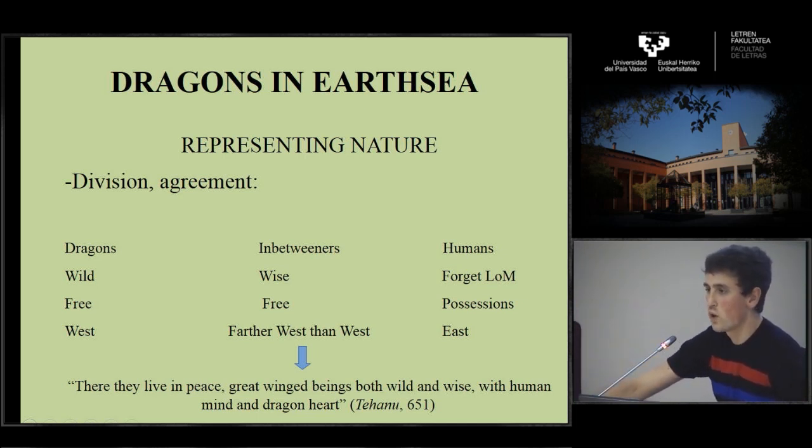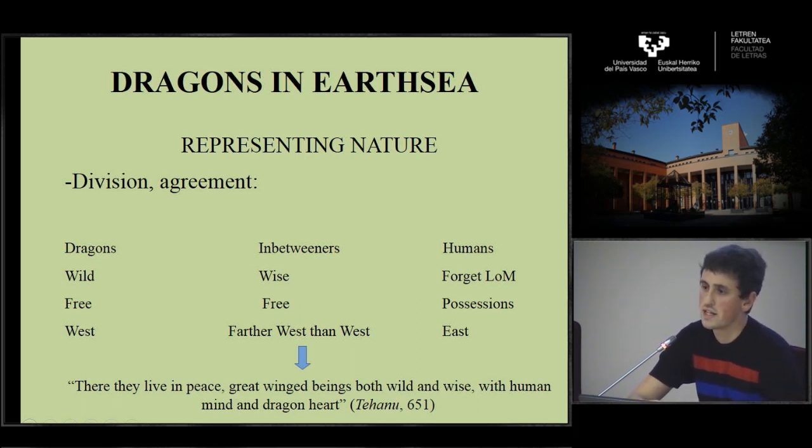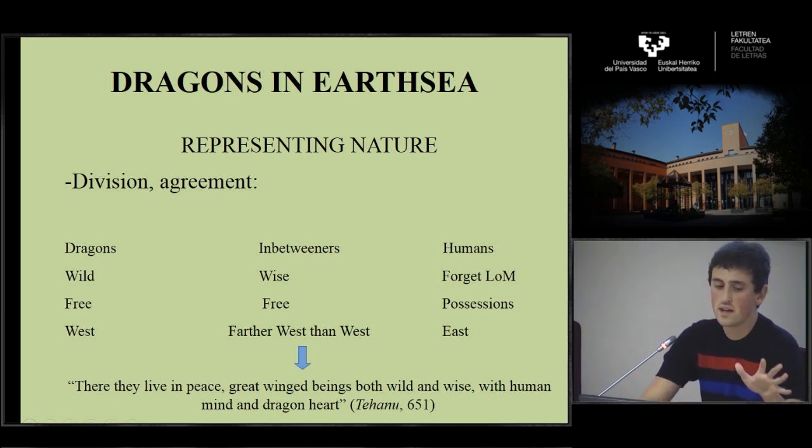They lived farther west than west in some sort of a paradise-like place, which we're not sure is an actual physical place or more of a spiritual place. About this race, we are told that they're farther west than west. They live in peace, great winged beings, both wild and wise, with human mind and dragon heart. So they remain right in the middle of the races of dragons and humans, in connection with both races, somehow.